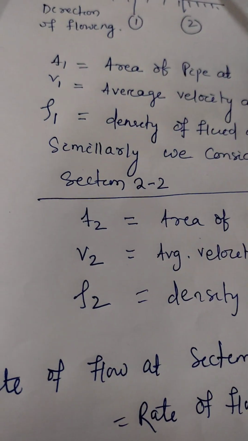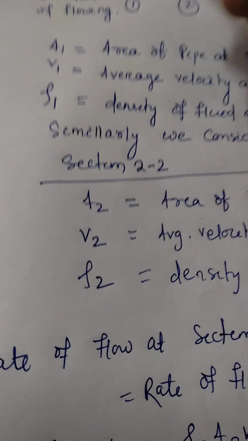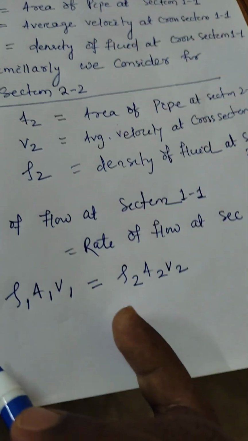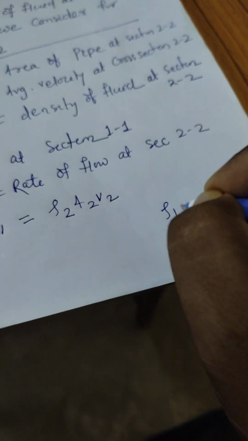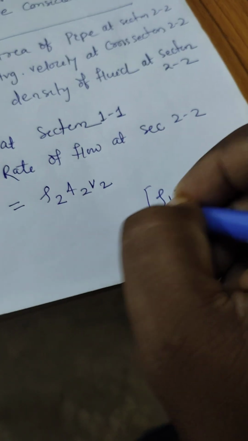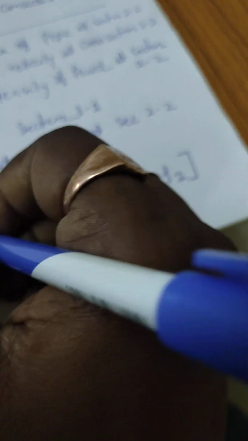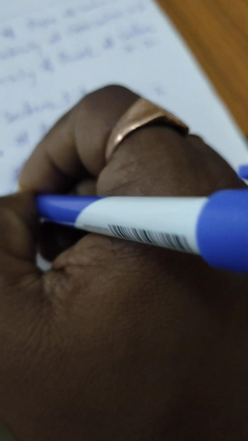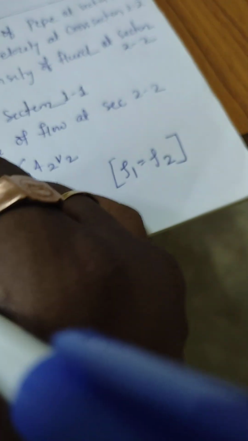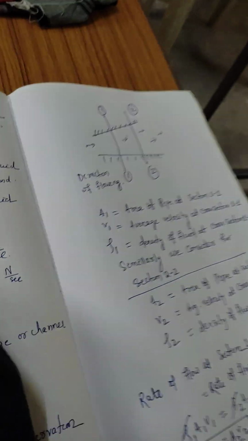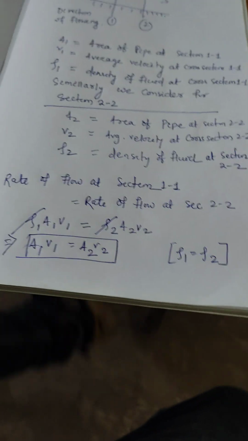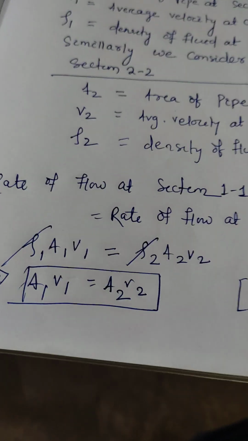Then what happens? The density of fluid at section 1 and density of fluid at section 2 is the same, since the same type of fluid is flowing. So rho 1 equals rho 2. The equation reduces to A1 V1 equals A2 V2. So this is your continuity equation. In the next class we will solve problems on the continuity equation.